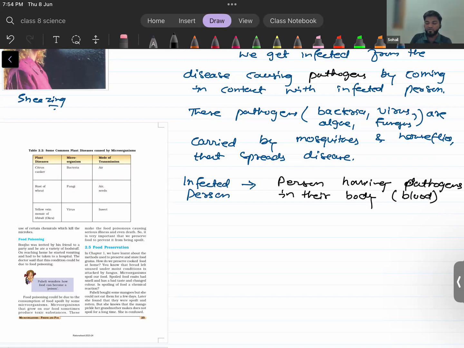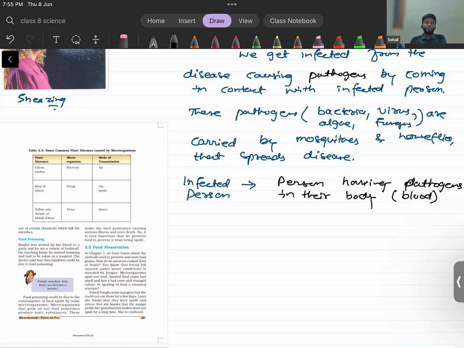Right. So most of the pathogens will land in the blood. They will go to the blood where they can move across different parts of the body, because blood is continuously moving through our veins. So these pathogens can move in blood to different parts of the body and obtain nutrition from different parts. Okay, so that is the infected person.